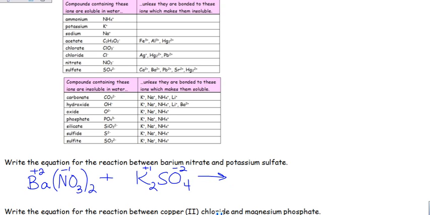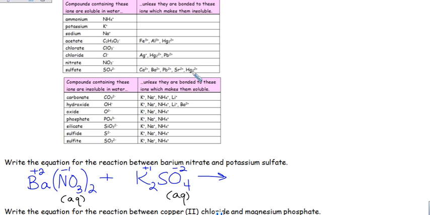We need to make sure that both reactants will dissolve in water. There's no barium on this chart, but there is nitrate. Nitrates are soluble in water with no exceptions. So barium nitrate is aqueous. Yes, it will dissolve in water. Potassium, soluble in water with no exceptions. Aqueous. Or you could look up sulfate. Sulfates are aqueous. There are a few that don't dissolve, but potassium is not one of the exceptions. Okay, so this is going to work.